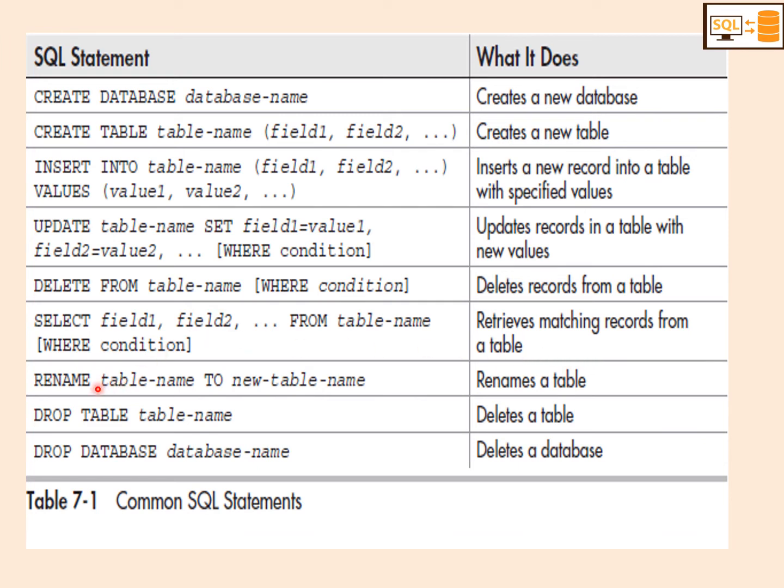The next SQL statement is rename. Rename table name to new table name. So this is the old table name, and the second is the new table name. It is used for renaming a table. Then drop table name. The drop command is used for deleting a table from the database. Then drop database name. It is used for deleting a database from the database management system. So these are the common SQL statements that are associated with all the different types of SQL.